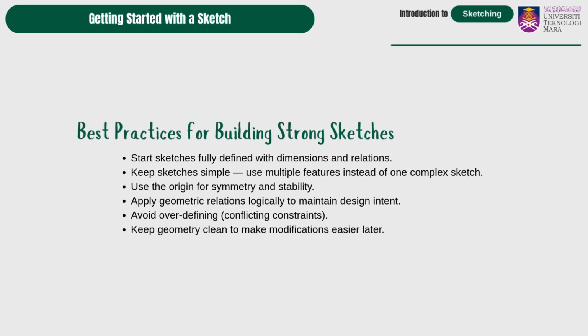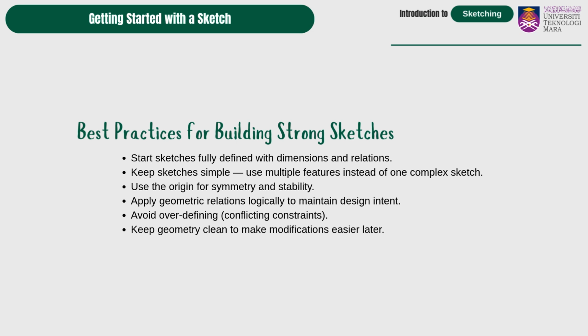As we wrap up this chapter, let's talk about best practices for building strong sketches in SolidWorks. A good sketch is the foundation of any solid model, so putting in the effort to make it stable, flexible, and easy to modify will save you time and headaches later in the design process. First, it's important to start your sketches fully defined using a combination of dimensions and geometric relations. This ensures that every line, arc, and point has a fixed position, size, and orientation, making your model predictable and robust.